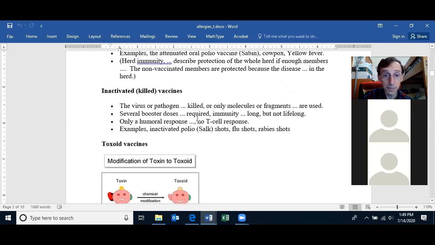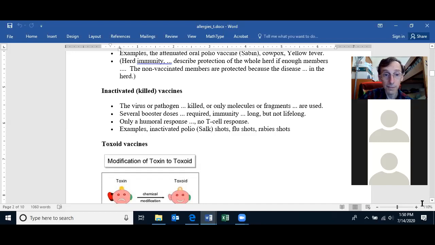An inactivated or killed vaccine, like I said, requires a higher dose and then several doses, and the immunity is long, like around 20 years, but it is not lifelong. Any questions about that? There have been people who were given the inactivated killed polio vaccine, and then 20 or more years later, they came down with polio. So the immunity is long, but it's not lifelong. The immune response is only humoral, meaning only the B cells respond to an inactivated killed vaccine. There is no T cell response.